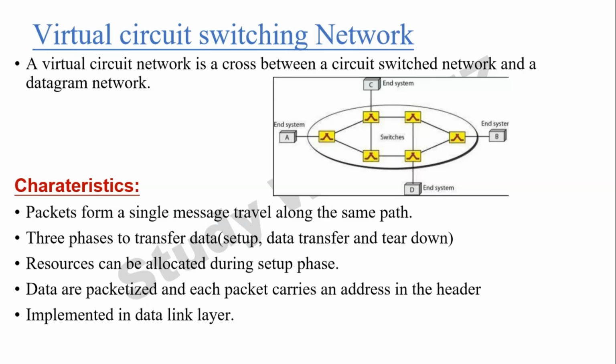Resources can be allocated during the setup phase, and data are packetized, and each packet carries an address in the header. This is basically implemented in the data link layer. The previous one was at the network layer, and now it is at the data link layer. If you can see here, end-to-end systems are there, and in between there are many switches, and for any path that has been established, all the packets of that message will follow the same logical path.